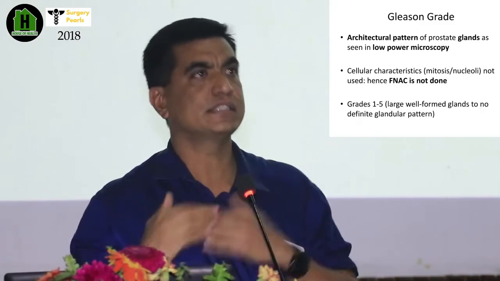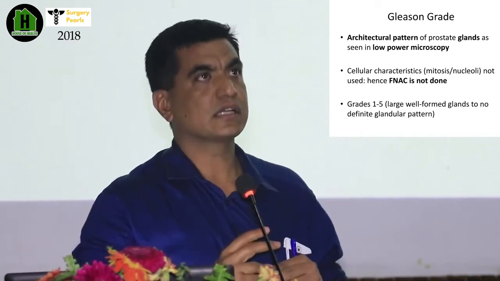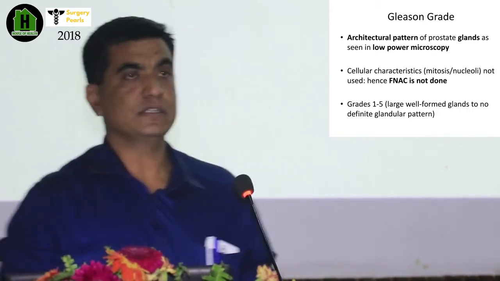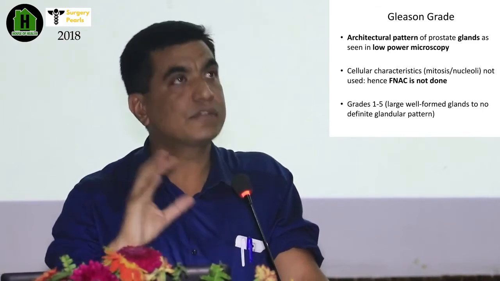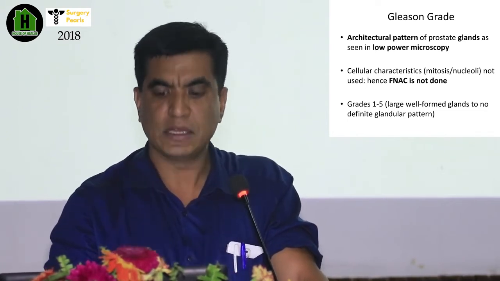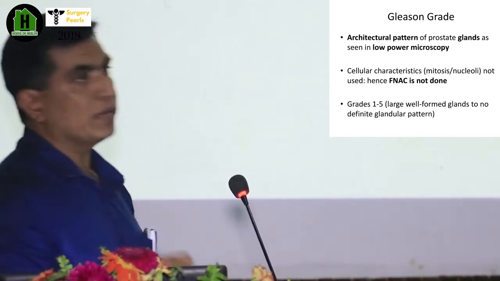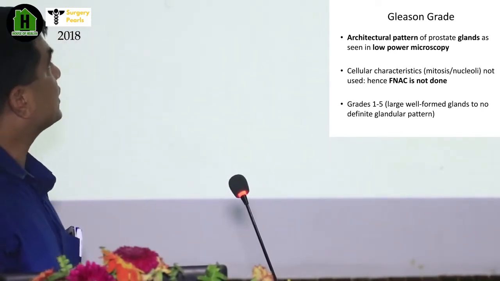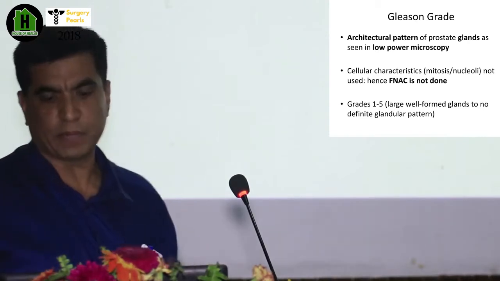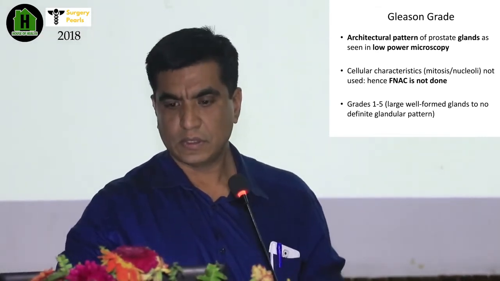When you are reading the histology report of cancer prostate, two important terms always come: Gleason's grade and Gleason's score. So what is Gleason's grade? It denotes the architectural pattern of the prostate gland. Remember, adenocarcinoma is cancer of the glands, okay? So it is the architectural pattern of prostate glands as seen in low power microscopy. We don't use a high power microscope to assess the Gleason grade and score. Cellular characteristics like mitosis and nucleoli are not used, and hence you might be asked in exam whether an FNAC is appropriate in CA prostate. The answer should be no, because FNAC gives you an idea about maybe the mitosis and the cellular characters, but it doesn't give an idea about the architectural pattern of the gland. So you should always do a trucut biopsy and not an FNAC.